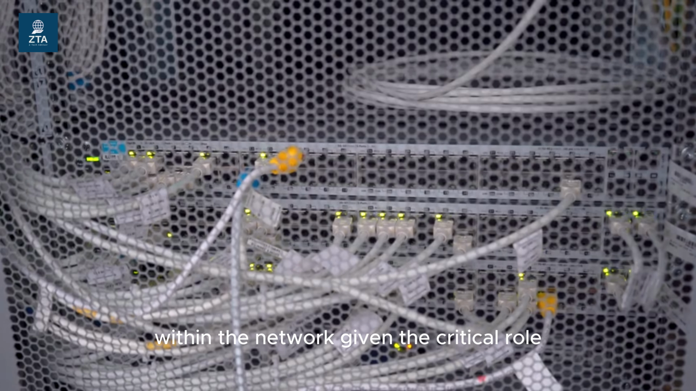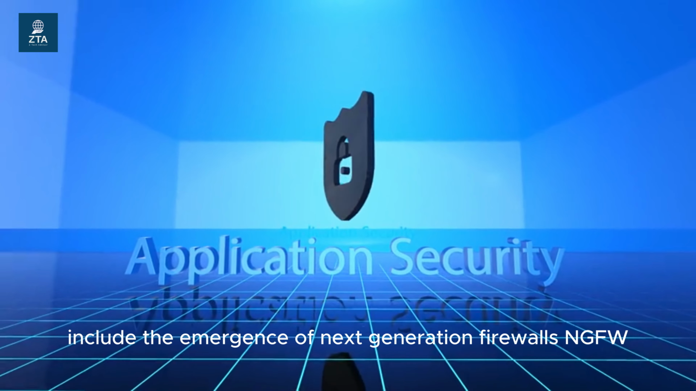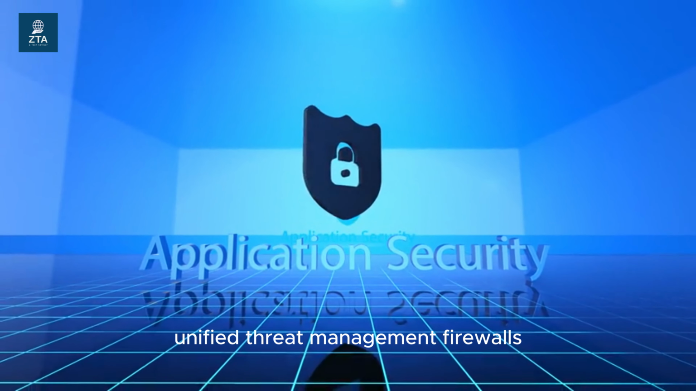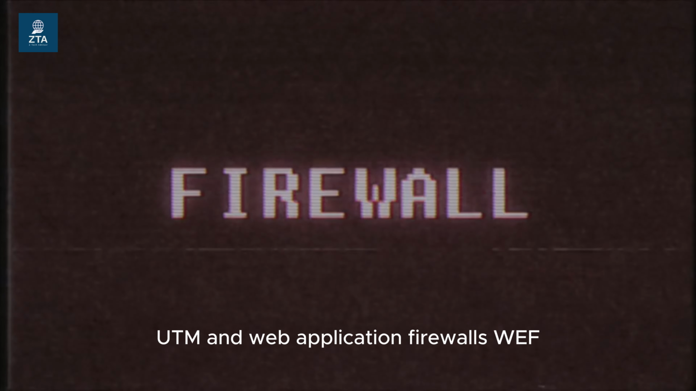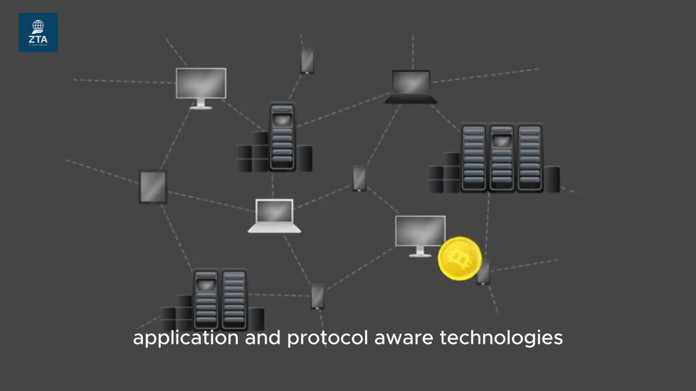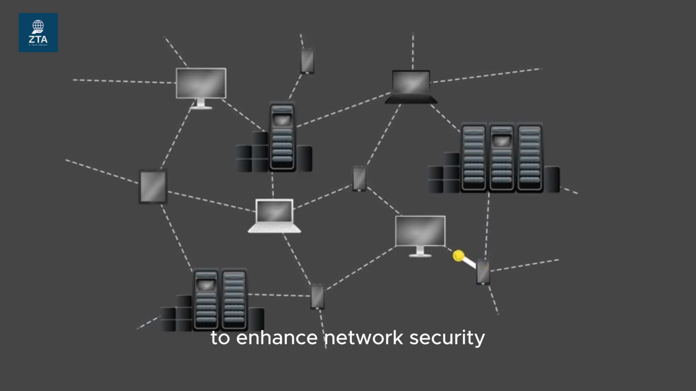Given the critical role firewalls play in network security, continual evolution is imperative. Recent advancements include the emergence of next-generation firewalls, NGFW, Unified Threat Management Firewalls, UTM, and Web Application Firewalls, WAF. These advancements primarily focus on integrating and optimizing application and protocol-aware technologies to enhance network security.